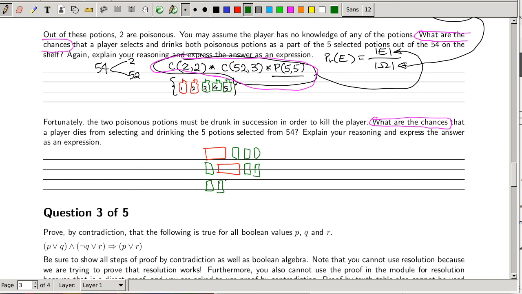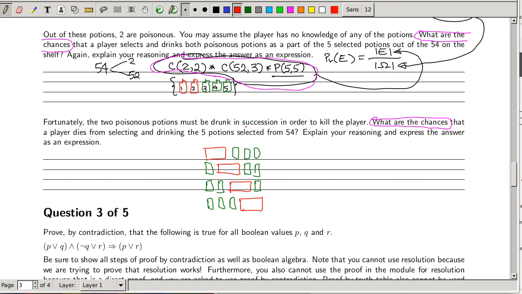So we have 2 non-poisonous, then the 2 poisonous, followed by the last non-poisonous, or we can have 3 non-poisonous and then the 2 poisonous. These basically list out all the possible ways to space out the sequence of drinking the poisonous potions, and how we put the non-poisonous potions. So if you look at each one, assuming that the 5 potions are already chosen, that's already done.